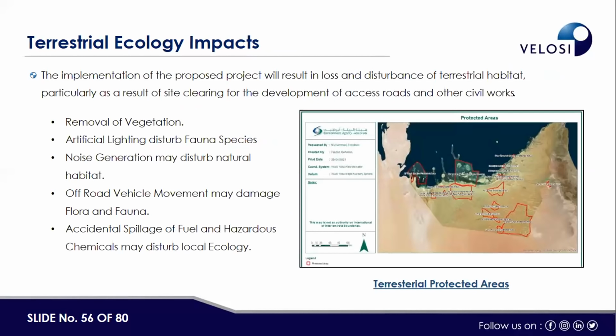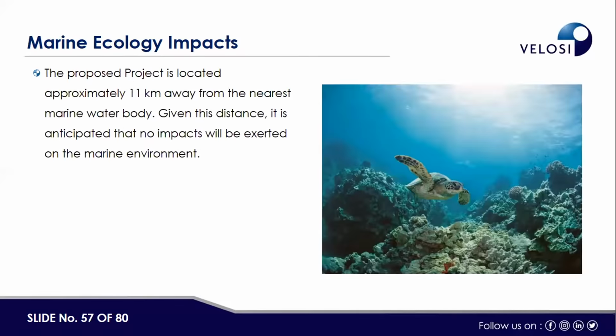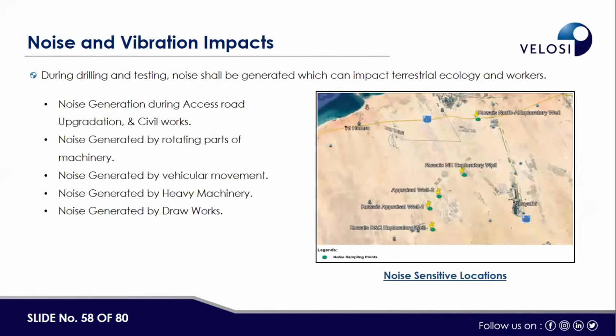This is the terrestrial ecology impact that we have identified: removal of vegetation, artificial lighting, noise generation, vehicular movement, and accidental spillage. These are all the sources of the terrestrial ecology impact. Then marine: again, this project was at a significant distance from the marine environment. Therefore, there was no interaction between the project and the marine environment, and so no impact was identified in the marine ecology.